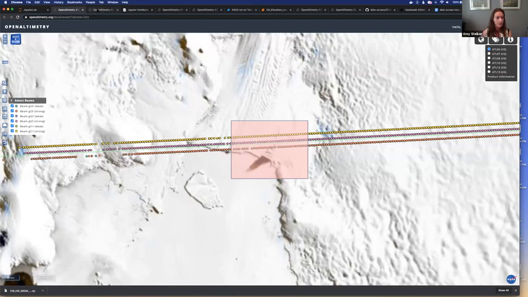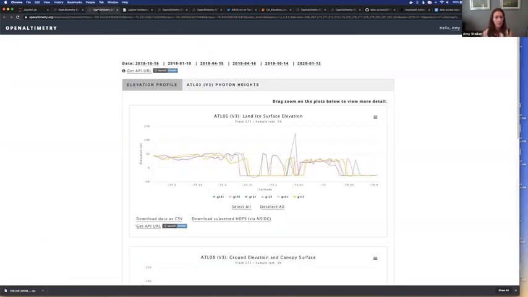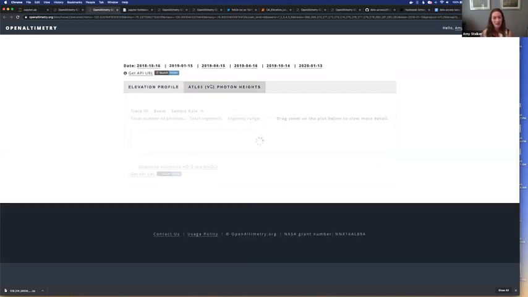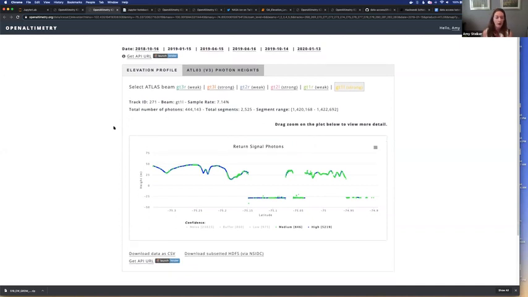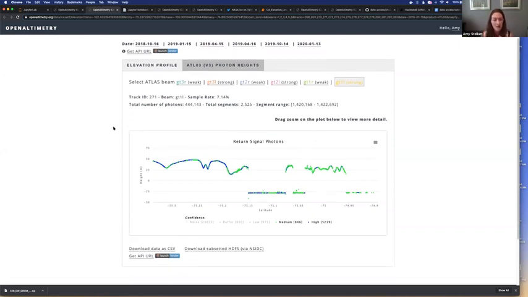In this case, the left beams represent the strong beams. So if I, for example, look at the GT1L beam, this is me tracking the Photon Friday features that were present. The other thing you can do is look at the coincident ATL03 photon heights, so you can also get those. I know we're way over time at this point.